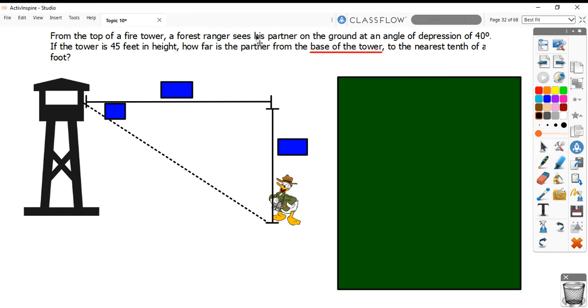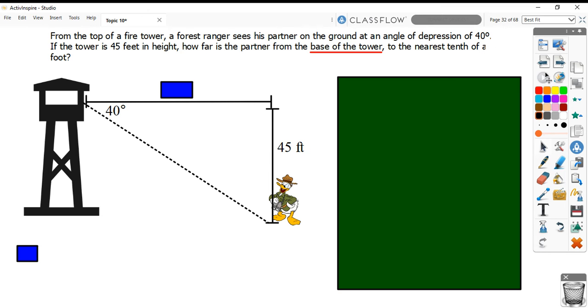The angle of depression is where the forest ranger sees. So if the forest ranger is standing up here on the tower, looking straight out across, he looks down 40 degrees and sees his partner. That's this angle right here. It's the difference between his line of sight going down and looking out straight across. That's our 40-degree angle.